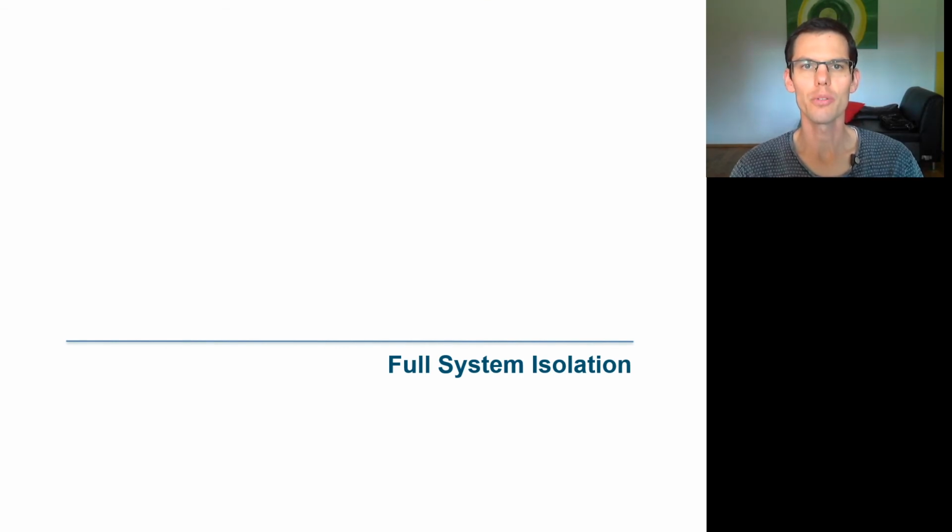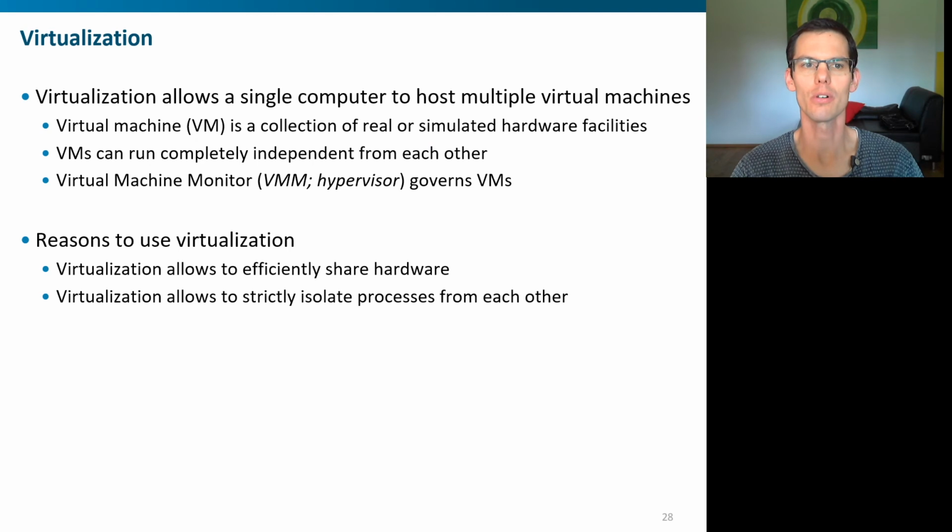So far we assume that we want to isolate processes on a single operating system. However, what you can also do, which gives you actually even stronger guarantees, is to isolate full systems. So we're going to look at a concept called virtualization. The idea here is that you have one hardware installation, but you would like to run multiple operating systems in parallel, possibly even different ones. So you want to host so-called virtual machines.